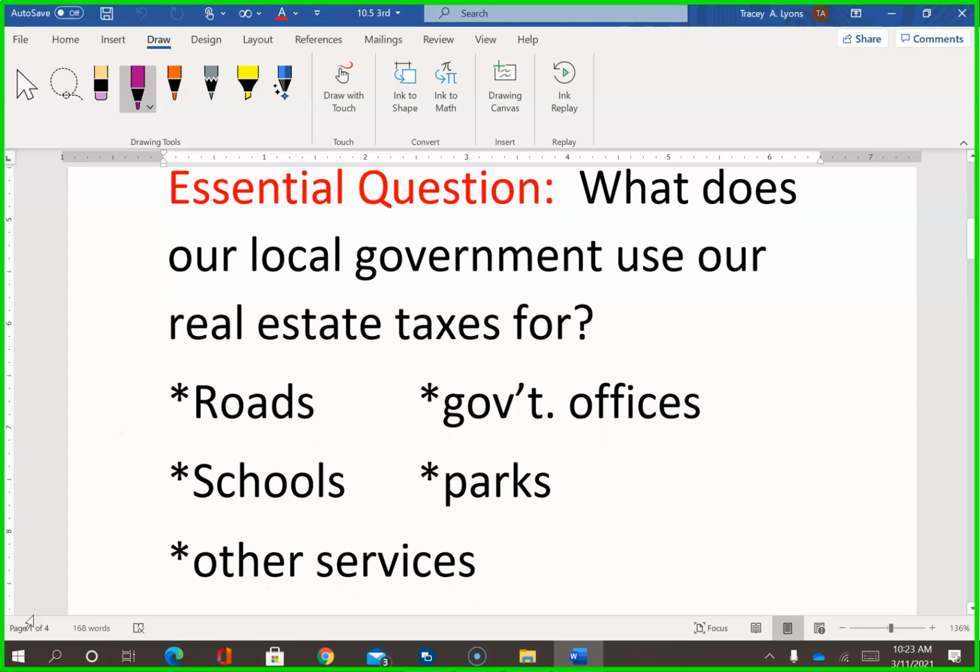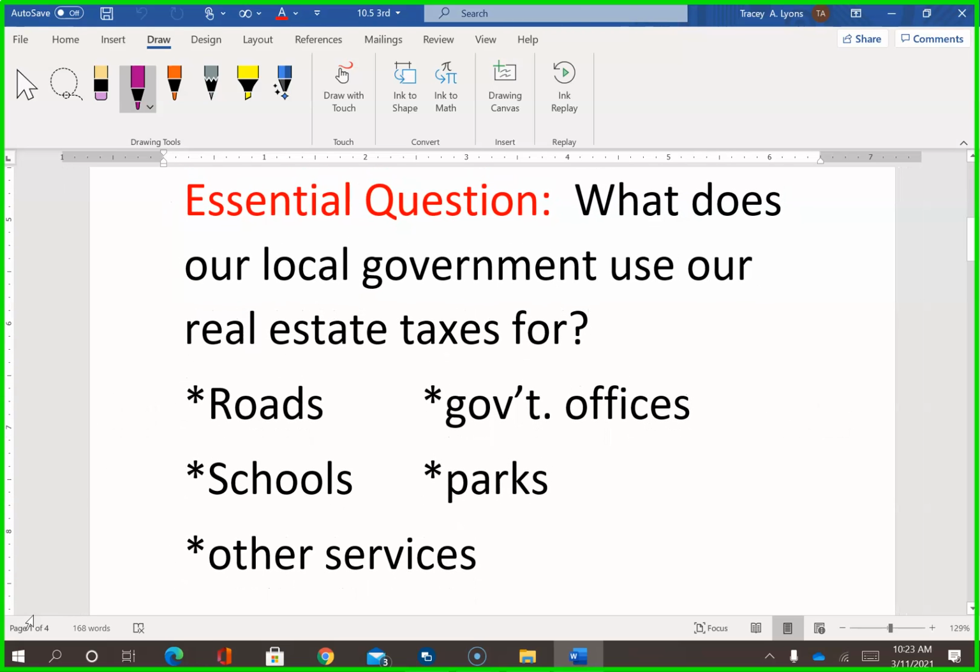The things that our government uses our real estate taxes for, you will have to know probably a few of these, maybe 2 or 3. Roads, government offices, schools, parks, and there's some other services. Probably don't use other services, but there's a lot of other things that you can use. So of the 4, roads, schools, parks, government, you probably have to know 2 or 3.